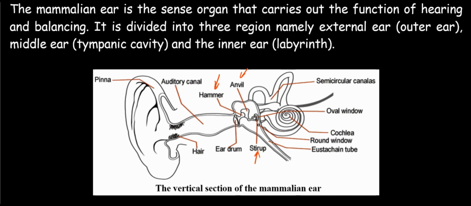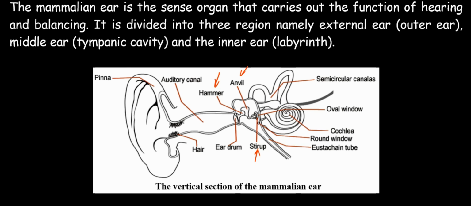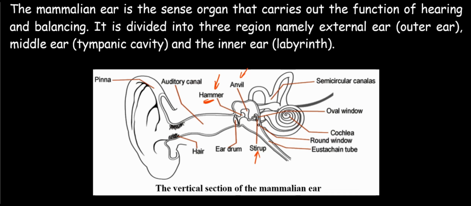The malleus or hammer is attached to the tympanic membrane. It receives vibration from the tympanic membrane and transmits it to the incus. The incus or anvil connects the malleus at one end and the stapes at the other end. While the stapes or stirrup is the smallest bone in the body, and it fits into the oval window which opens to the inner ear.